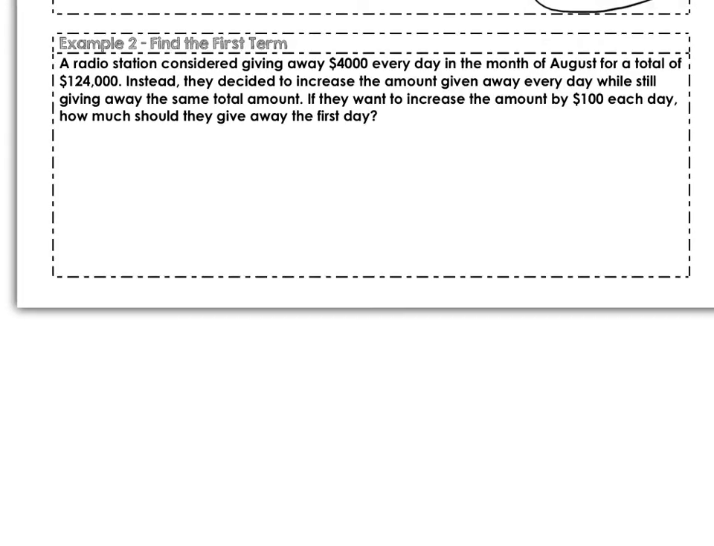All right, a radio station considered giving away $4,000 every day in the month of August for a total of $124,000. Instead, they decided to increase the amount given away every day while still giving away the same total. Key word here so far is total. Total will probably mean sum. If they want to increase the amount by $100 each day, here's our common difference. How much should they give away on the first day? This tells me we do not know a1.